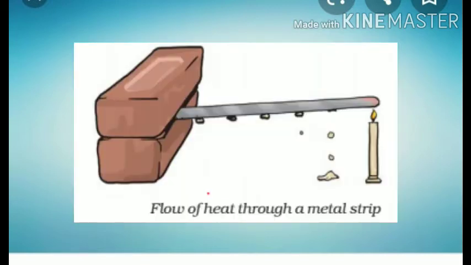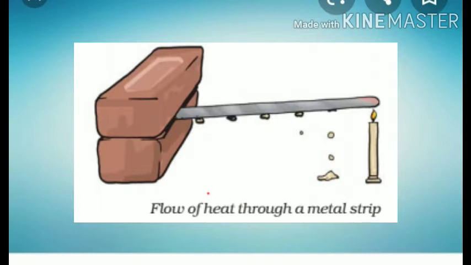So let's check an activity to understand what is conduction. Take a rod or flat strip of a metal. You can take whether aluminum or iron. Fix a few small wax pieces on the rod. These pieces should be at nearly equal distance. You can see in the picture. Clamp the rod to a stand. If you do not find a stand, you can put one end of the rod in between bricks. Now heat the other end of the rod and observe.